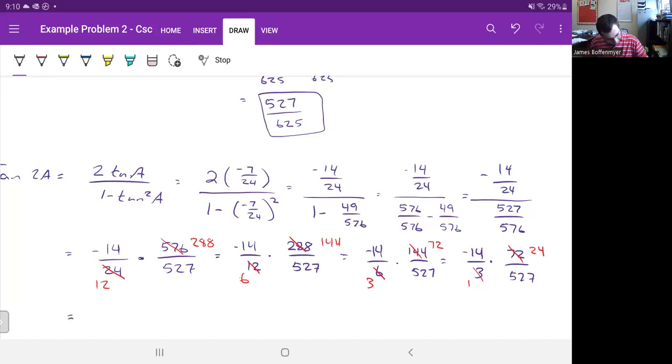So, after reducing, we have negative 14 over 1 times 24 over 527. We can't reduce this any further, so now we can just multiply straight across. That would be negative 336 on top over 527 on the bottom.